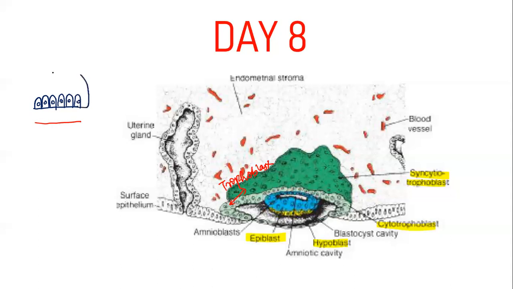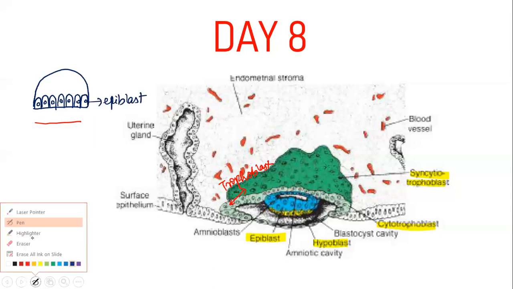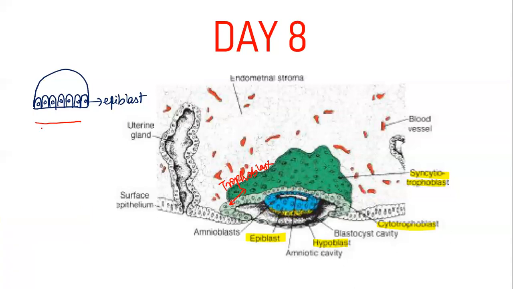This name is very familiar to us. If you remember my first class on gametogenesis, we saw that the primordial germ cells develop from the epiblast at around the second week. So the inner cell mass is going to divide into highly columnar cells called the epiblast. And below that, you have a layer of cuboidal cells.